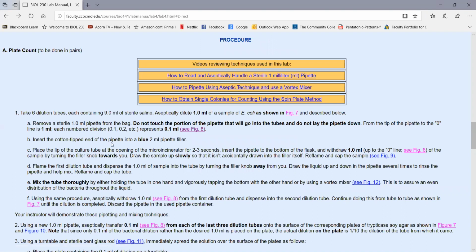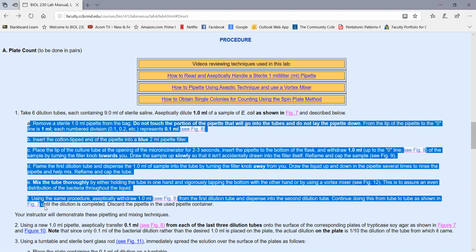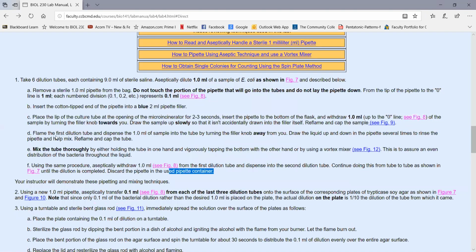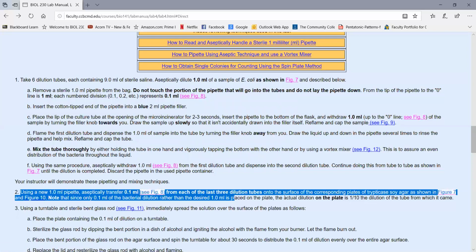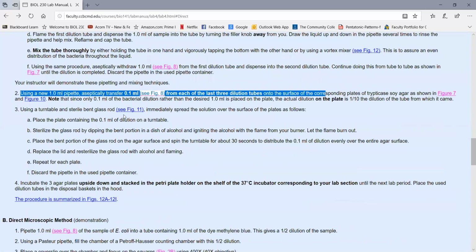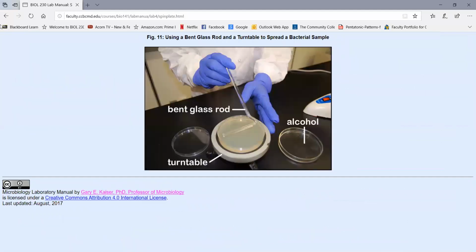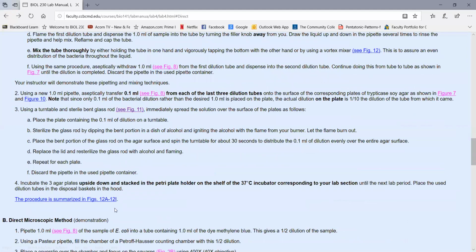So anyway, that diagram shows you what we're doing. This explains step by step what you're doing. This is how we dilute the first 6 tubes. This is where we put the bacteria on the Petri plate. And then we use the turntable and bent glass rod to spread them out. And then we incubate those 3 plates upside down in your Petri plate holder at 37 and place the used dilution tubes in the baskets in the hood. And that is the procedure for the plate count.